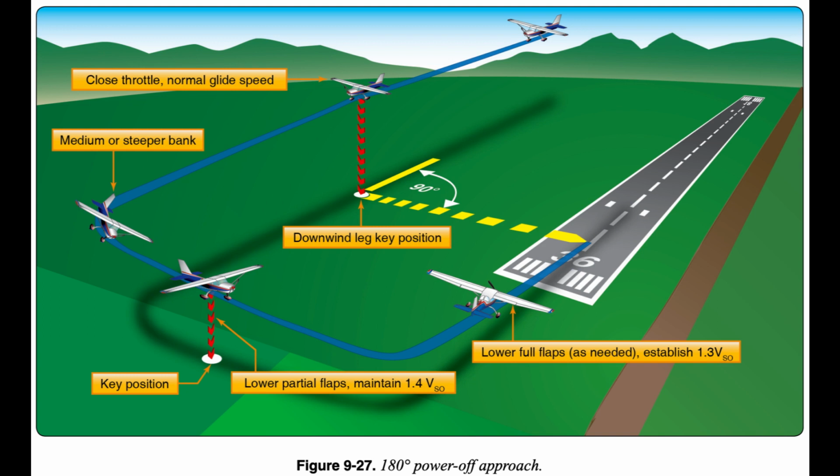Common errors. Common errors in the performance of power-off accuracy approaches are: 1. Downwind leg is too far from the runway/landing area. 2. Overextension of downwind leg resulting from a tailwind. 3. Inadequate compensation for wind drift on base leg. 4. Skidding turns in an effort to increase gliding distance.